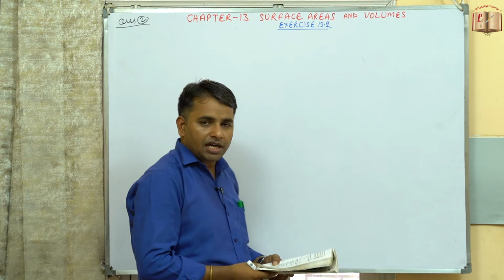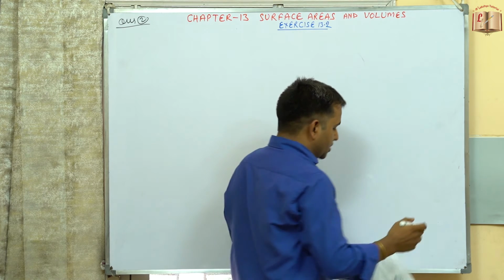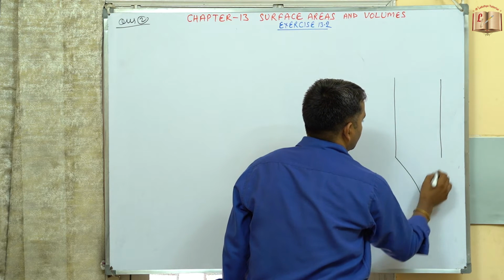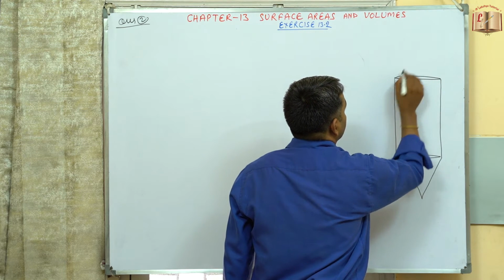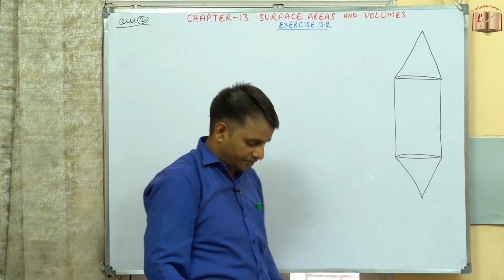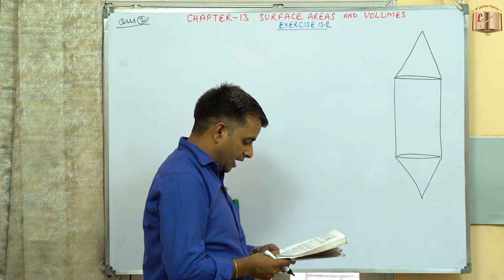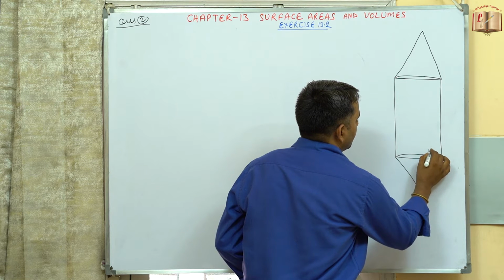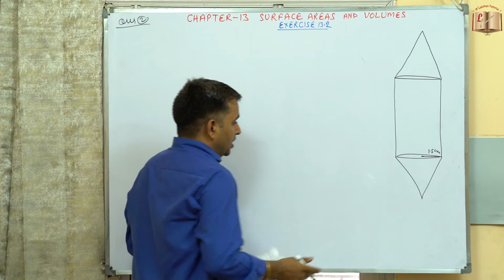Rachel, an engineering student, was asked to make a model shaped like a cylinder with 2 cones attached at its 2 ends. So the base shape is the cylinder and the 2 cones are attached at its ends. So we have made a cylinder with the 2 cones attached to it using a thin aluminum sheet. The diameter of the model is 3 centimeter. So diameter is given, so we can make out the radius. So this will be 1.5 centimeter and length is 12 centimeter.